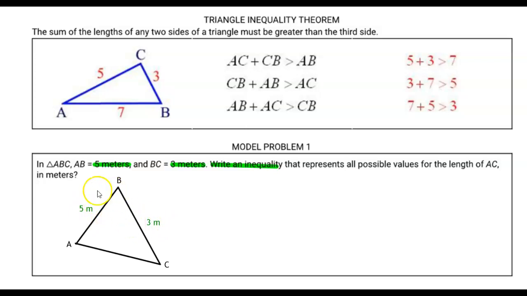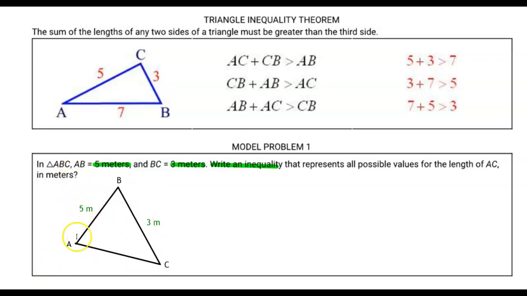But keep in mind, that's not really going to matter because once we start using our triangle inequality, we'll be able to figure it out algebraically. We don't have to worry about what the diagram exactly looks like. So now we're supposed to write an inequality that represents all possible values for the length of AC in meters. So now we're going to have two different scenarios.